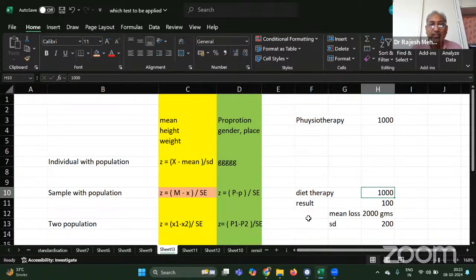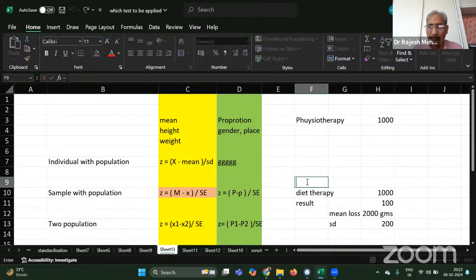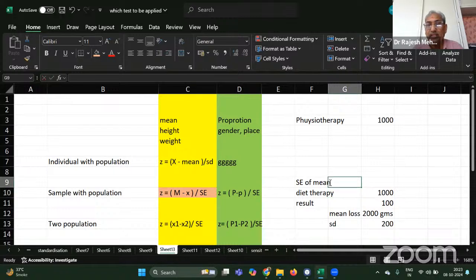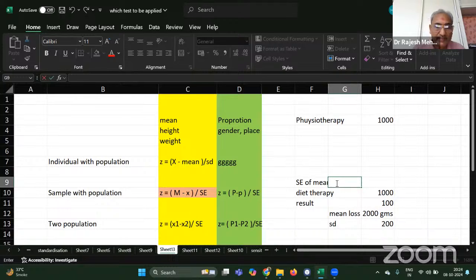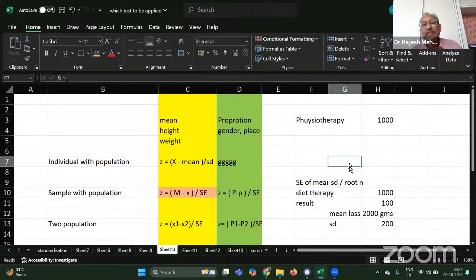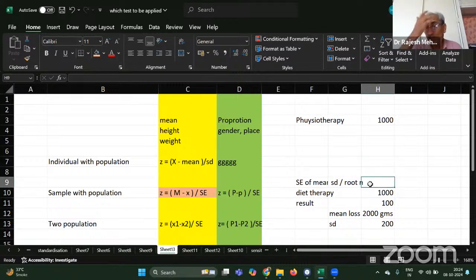So here I need to find out the standard error of mean. I repeat, we need to find out the standard error of mean. And how can we find that? That is usually what we say, SD upon root n, or you can say the root of the SD square upon n. Both are the same. Now, this SD upon root n, how it is derived is very, very interesting. That we'll talk about at some point of time.